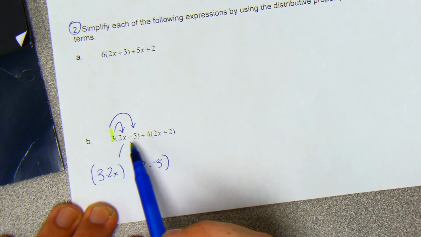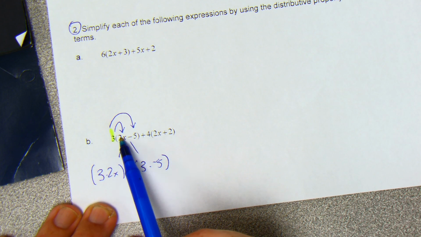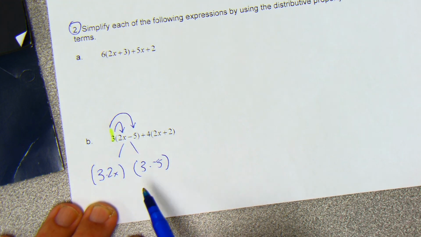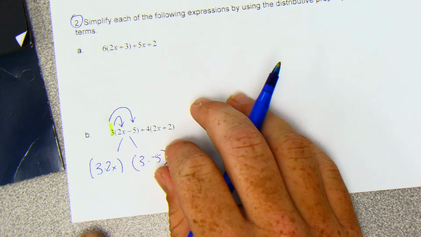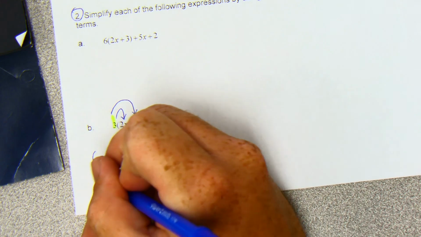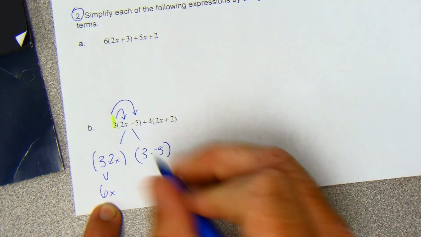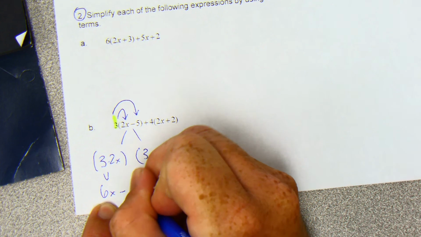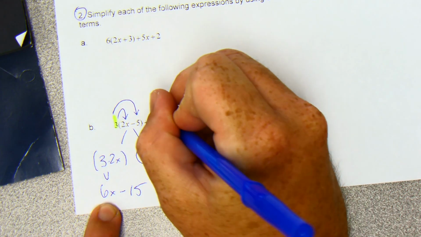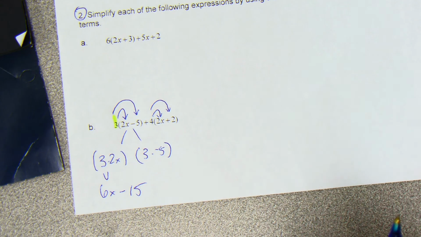Remember, you all see we got that from up here. We have this 3 distributed into the 2x and the -5, so we set up two different multiplication problems. If I did 3 times 2x, I would get 6x. And if I did 3 times -5, I would get -15. The next step would be to distribute this 4 into here, and then we combine like terms.